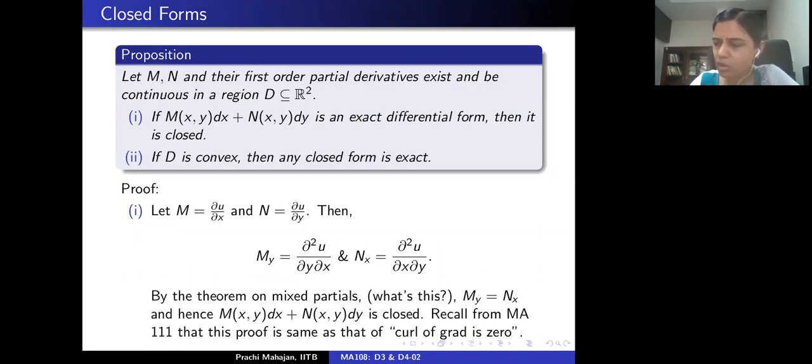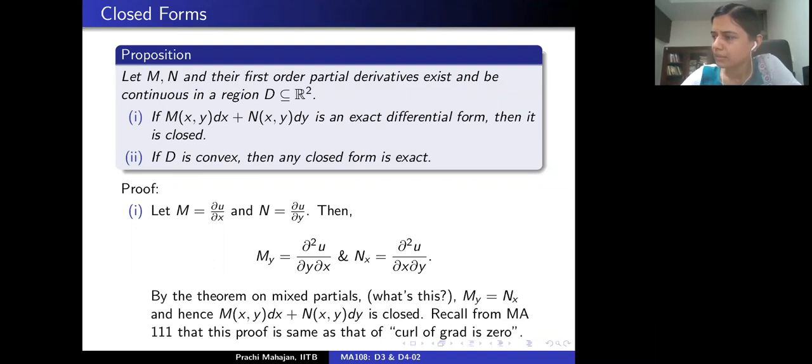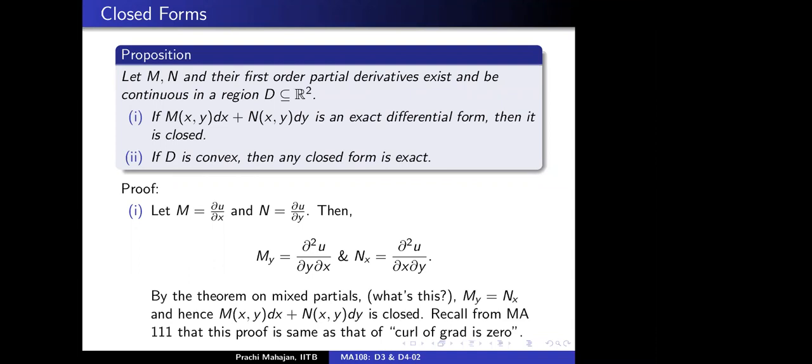Saying that something is exact is very difficult to check in general, but whether something is closed or not can be computed. It's a simple computation and one can check. So here is an important tool. This proposition is very, very important. Are there any questions at this point?